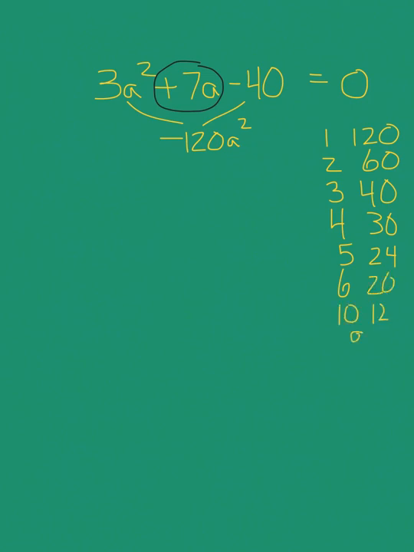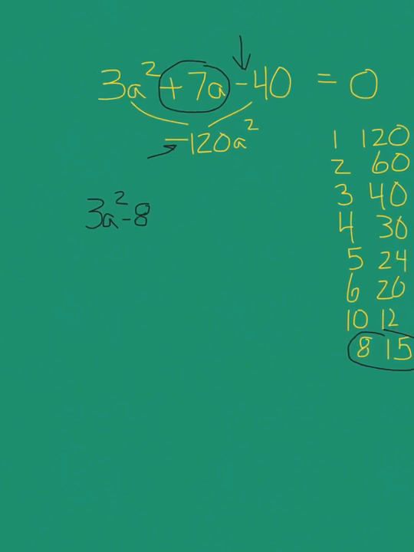Oops, and I forgot, of course, the pair that we actually need. 8 and 15. So 8 and 15, because I'm thinking about subtraction, I'm thinking about a negative 120. 8 and 15 are 7 apart. So I'm going to go 3a squared. Because I want positive 7a, the 8's negative, the 15's positive, and I bring that 40 down.